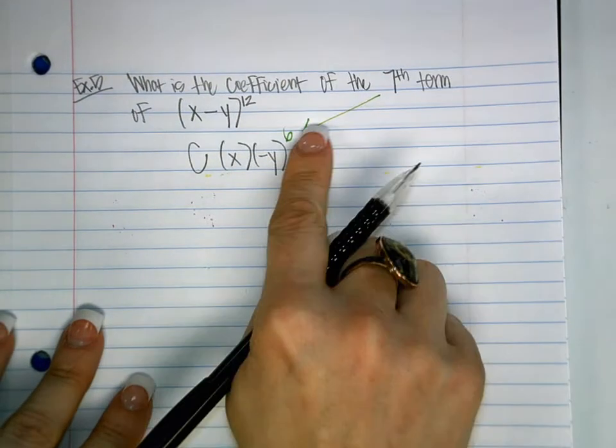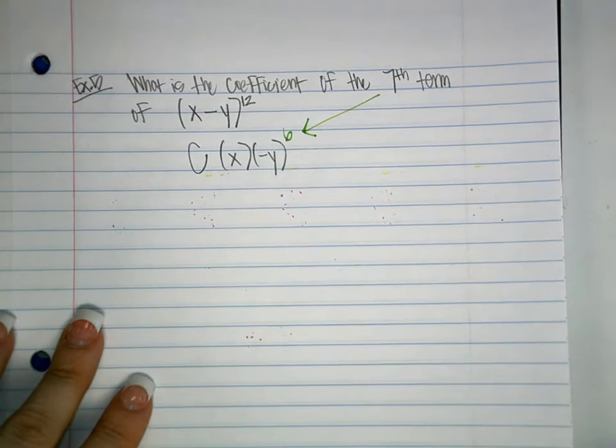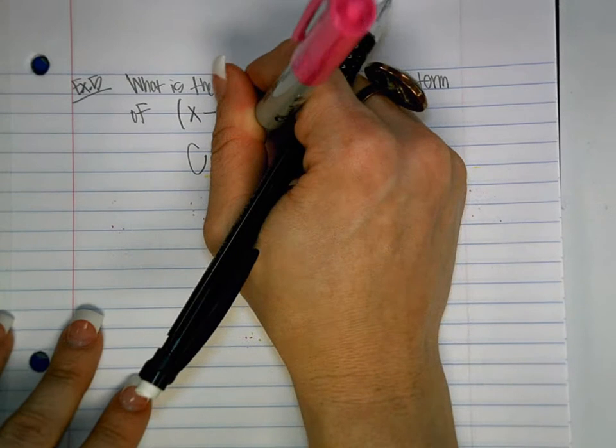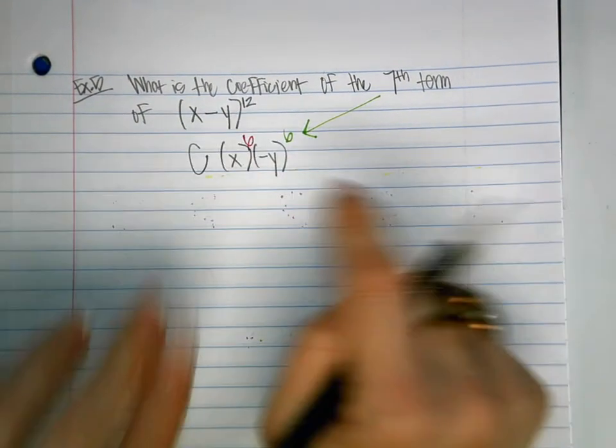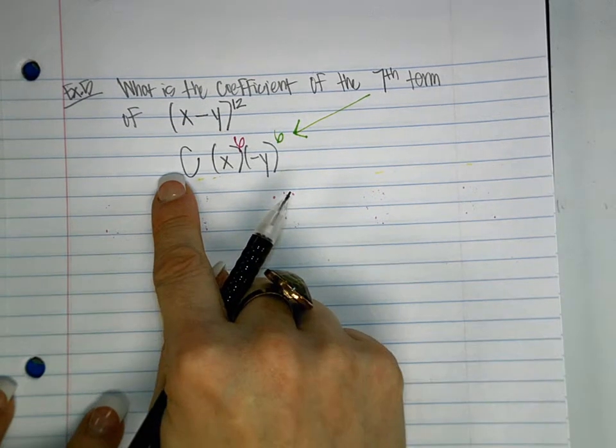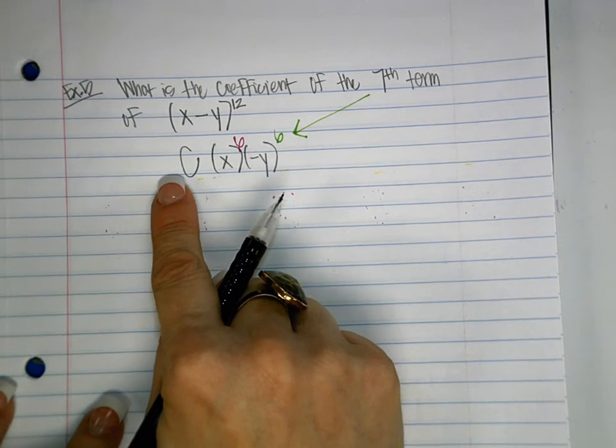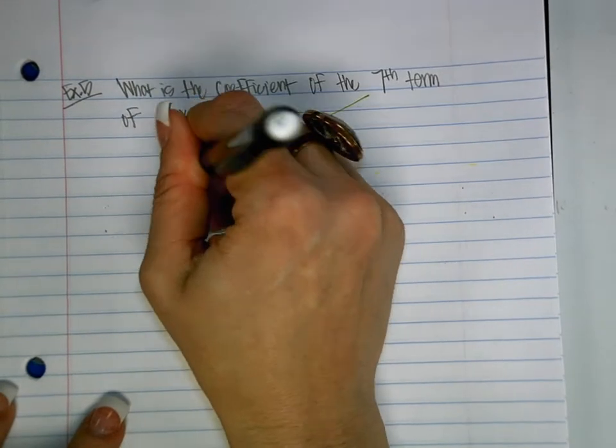Then what's your complementary exponent number? 4 or 6. 6, because remember, these both have to add up to a total of 12. Then, how do I find my combination for my coefficient? Total exponent number, what's your total number? 12. Second exponent number, which is what?